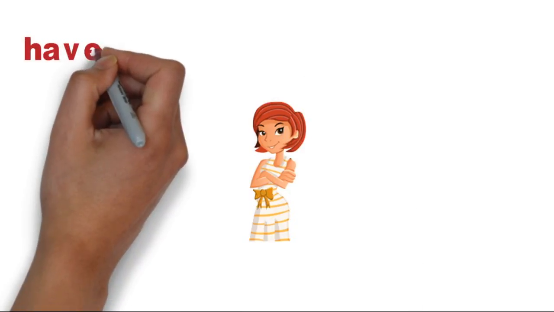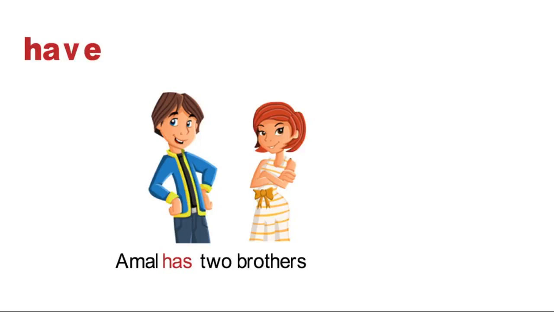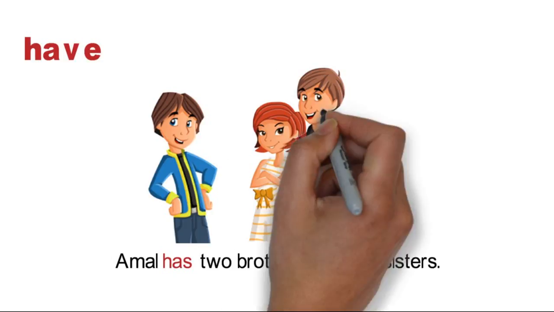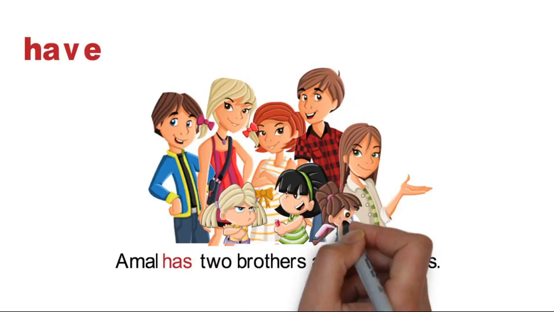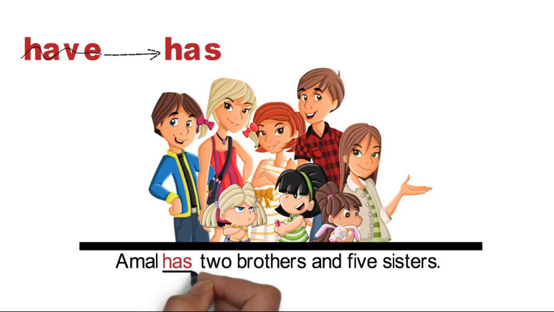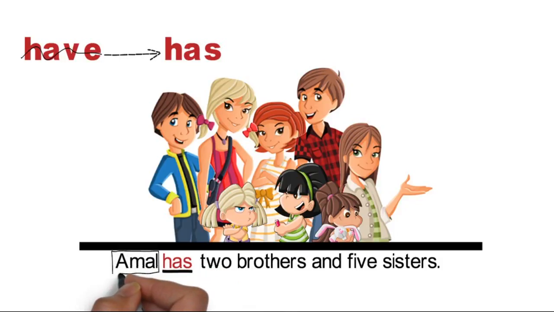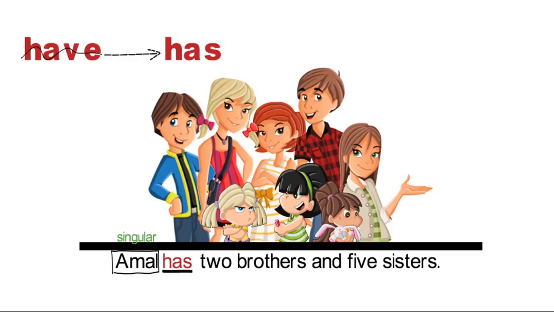Let's look at an example of a sentence with the verb have. Amal has 2 brothers and 5 sisters. The verb have has been changed to has because Amal is singular. In this sentence, Amal is the subject and has is the verb.